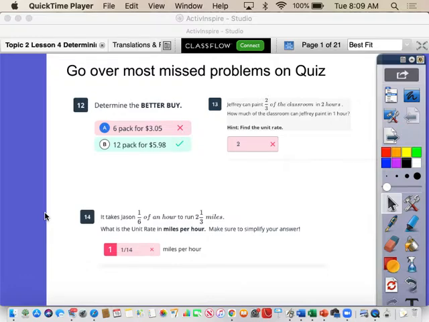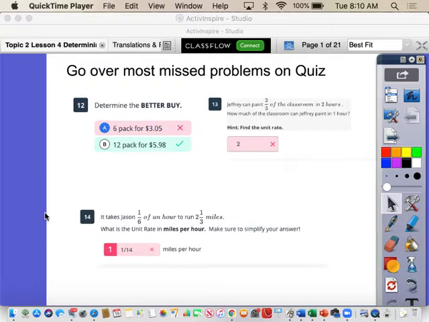Can you tell me what you did with each of those? Like what operation? Number 12, I divided 5.98 divided by 12. Good. So we would take that money divided by the unit. So we're finding the what vocab word? Unit rate. Okay. So we find the unit rate for each of those, and then whichever one has the lower unit rate, we know is the better deal.